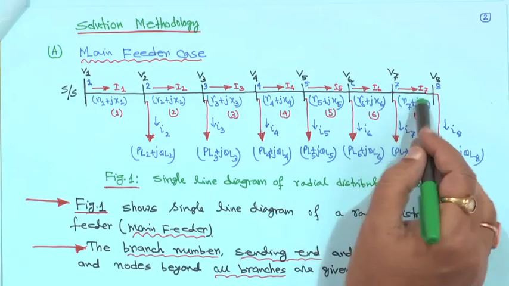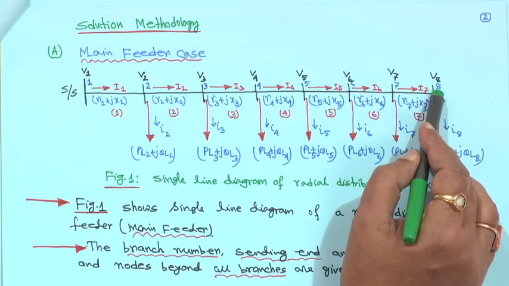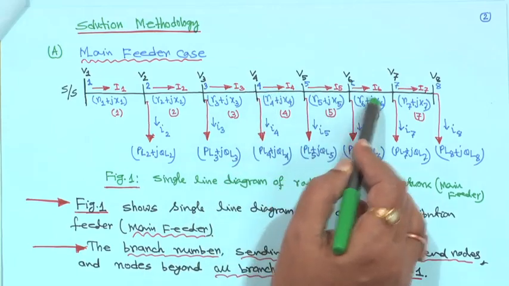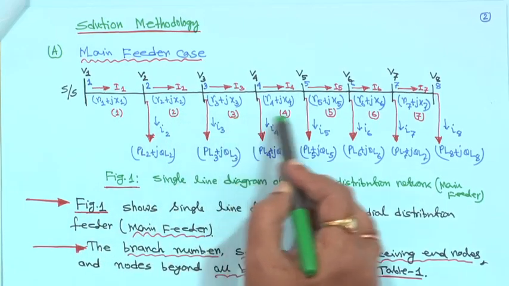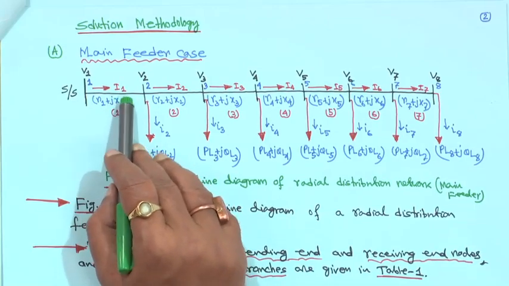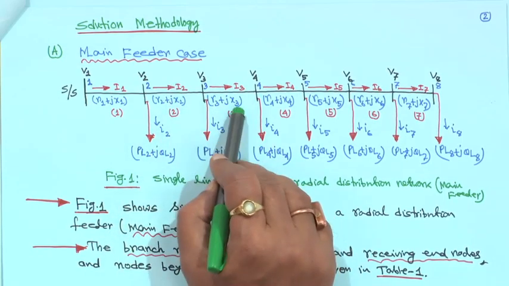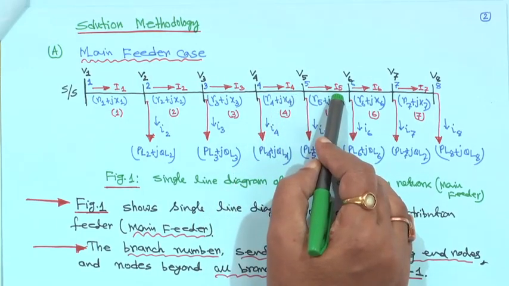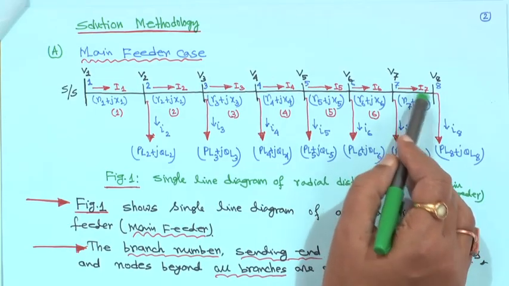Now, as it is a radial network, there are 8 nodes, that means you have 8 minus 1, 7 branches. This is branch 1, branch 2, branch 3, branch 4, branch 5, branch 6, branch 7, the red ink in brackets is the branch number. Now, every branch is carrying current. This is capital I1, the current of branch 1, capital I2 is the current of branch 2, capital I3 is the current of branch 3, I4 is the current of branch 4, I5 the current of branch 5, I6 the current of branch 6, and capital I7 the current of branch 7, right.